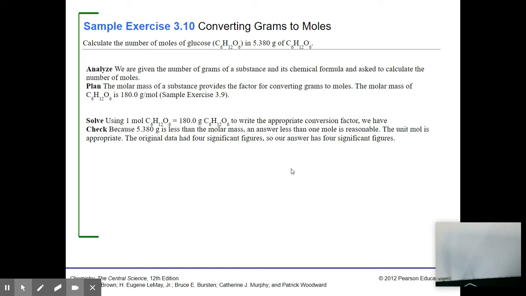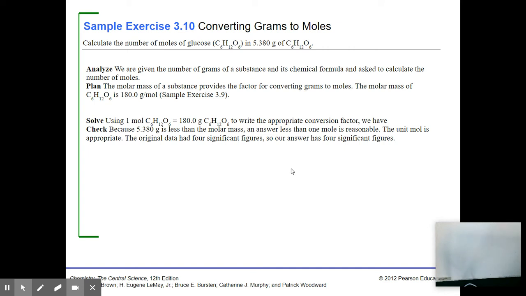So, let's convert grams to moles. On the flow chart, where are we starting? The very beginning, and so we only got one way to go. But do we have to go the whole way, or do we stop somewhere? We stop in the middle. We stop at moles.